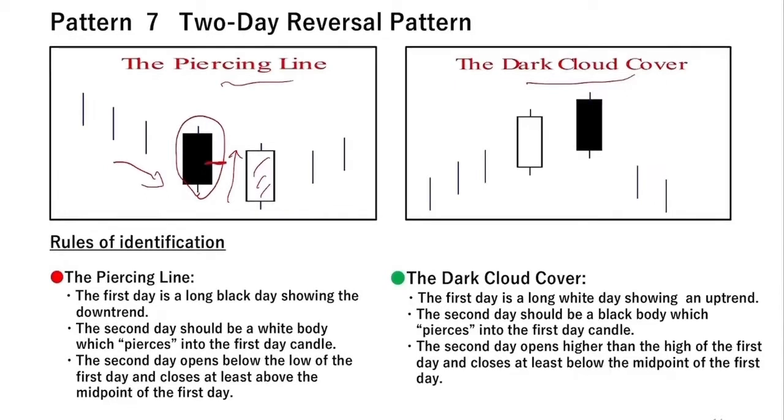And then the same thing for the dark cloud cover. The first day is a long white day showing an uptrend. And then the second day is a black body which pierces into the first body, again coming down. And then the second day opens higher than the high of the first day, and then closes below the midpoint of the first day. So you should pay attention to the midpoint of the first day, and it should close at least below this point.